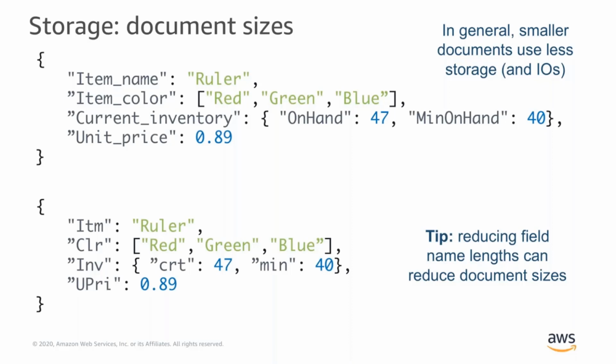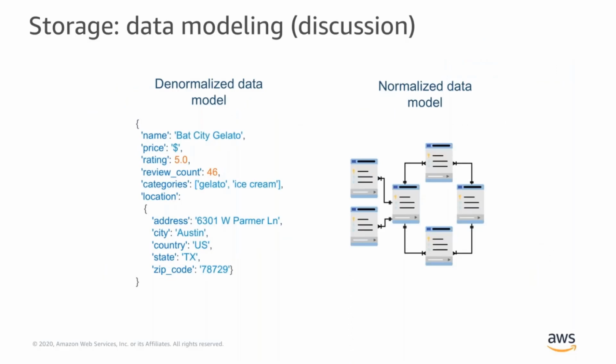These are very trivial examples, but you can imagine customer workloads that have hundreds of fields with very verbose descriptions. You can actually reduce quite a bit of storage and I/O too, right? Smaller documents, less I/O. Now this one's a discussion, right? So take this with a grain of salt.